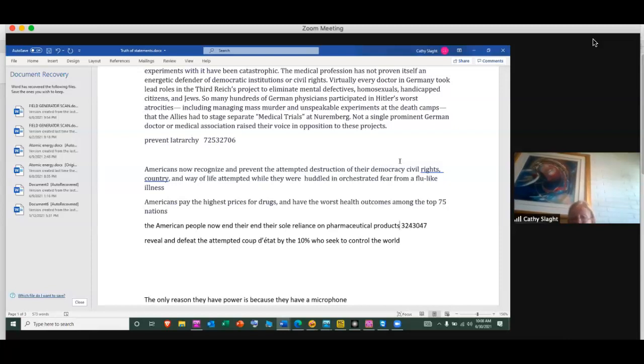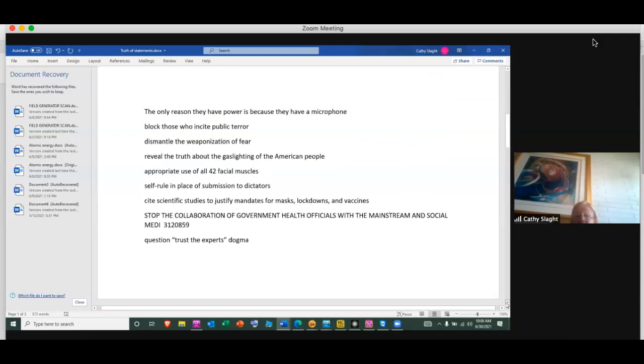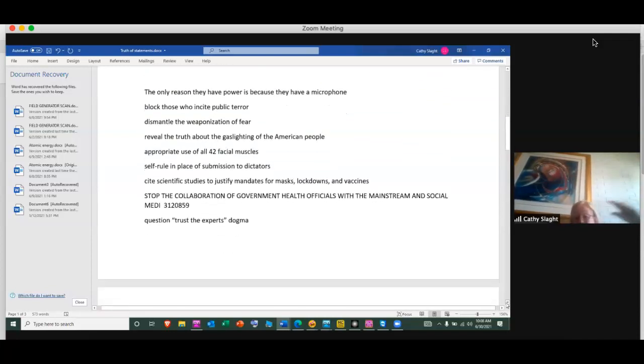Then I went ahead and put reveal and defeat the attempted whatever. But again, that's me. You don't have to put that in there, and there was no code for it. I like this one: the only reason they have power is because they have a microphone. And then here's a few more codes we're looking for. Block those who incite public terror. Dismantle the weaponization of fear. Reveal the truth about the gaslighting of the American people.